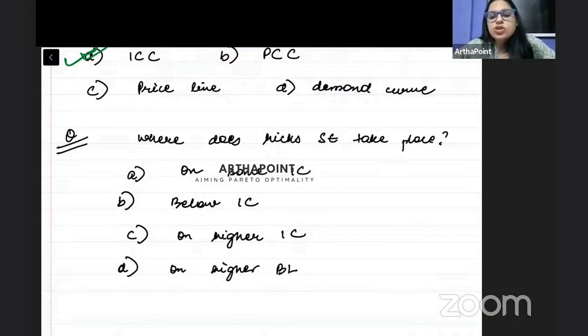Hicks का substitution effect कैसे take place करता है? How does Hicks substitution effect take place? Is it on the same indifference curve? You go on a lower indifference curve? You do go on a higher indifference curve? Or on a higher budget line? What should be the answer to this question?